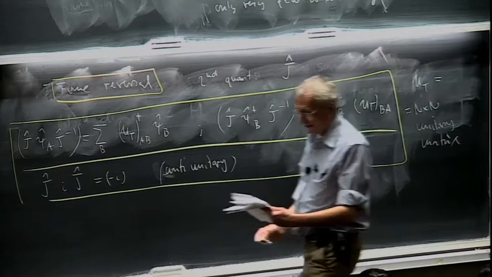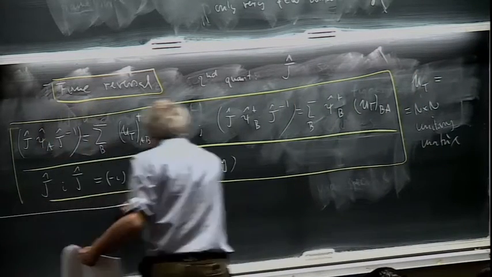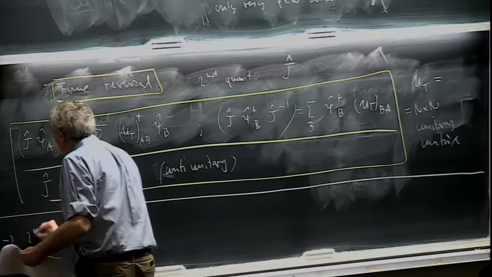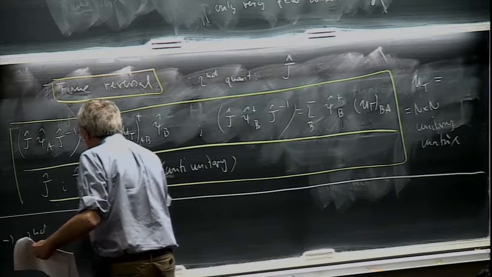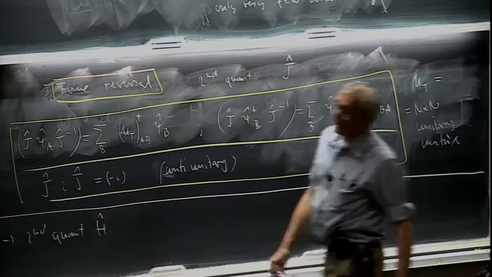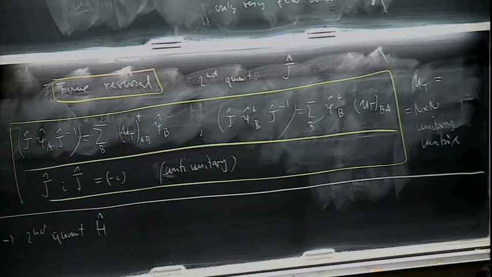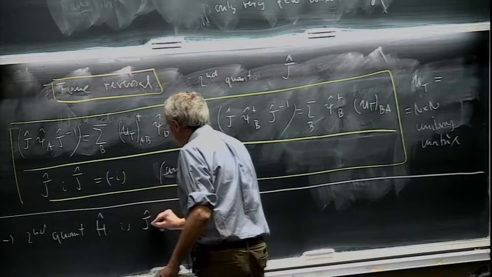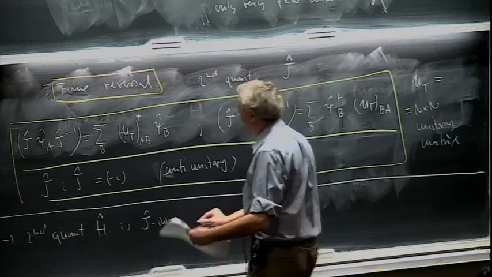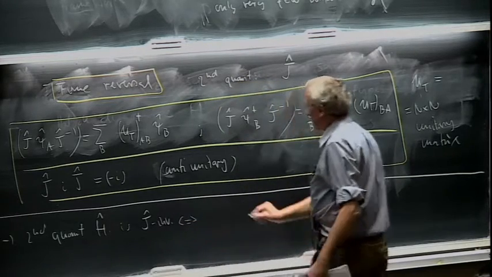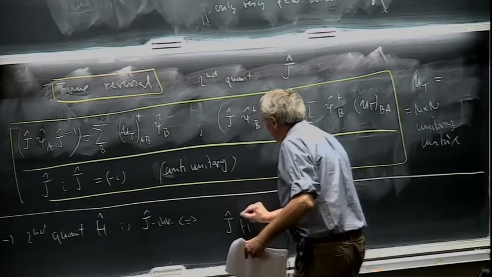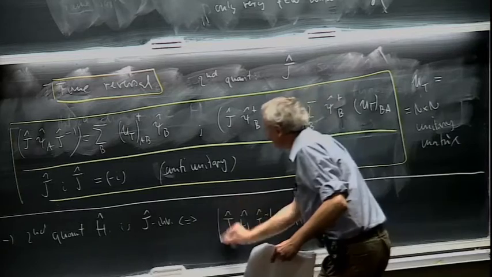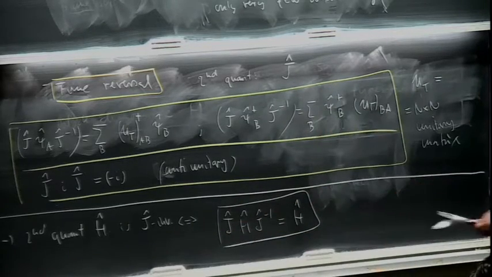So now, the second quantized Hamiltonian written in terms of creation and annihilation operators is time reversal invariant if and only if it's invariant under the action of time reversal, which acts by conjugation.